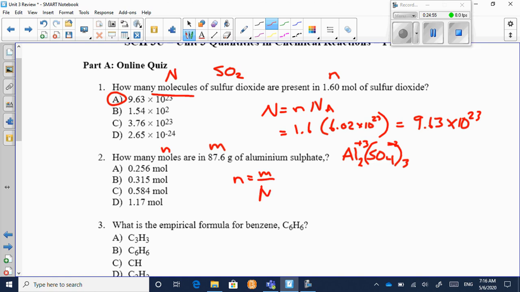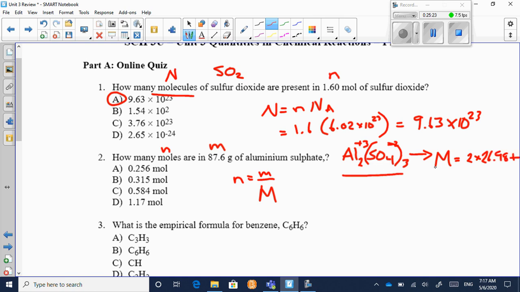It's little m over capital M. And so I quickly go to my periodic table and I'm going to calculate my capital M of aluminum sulfate. So I look at each of these, and it's going to be 2 times the mass of aluminum. Well, I look on the periodic table, and aluminum is 26.98 grams per mole, plus.